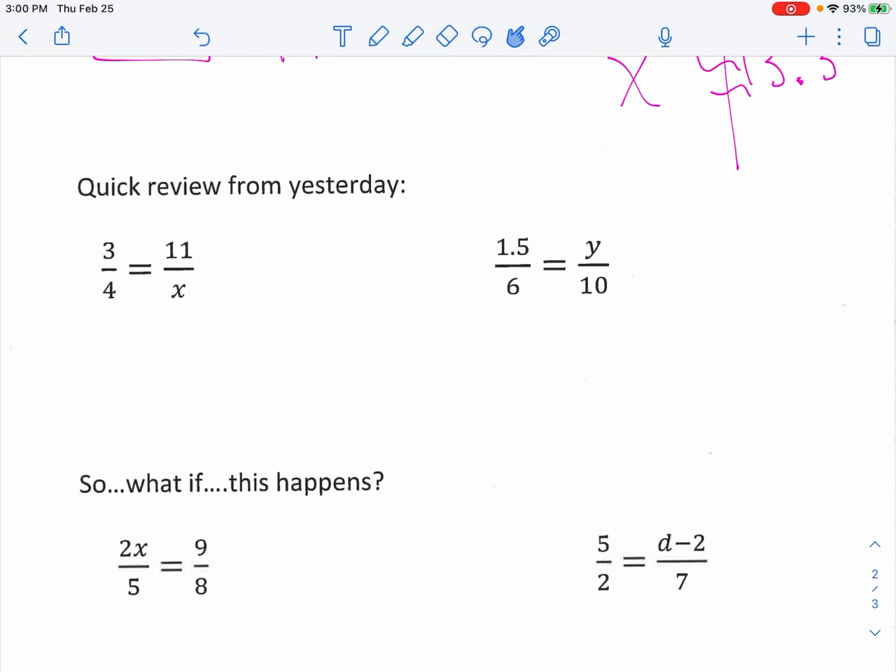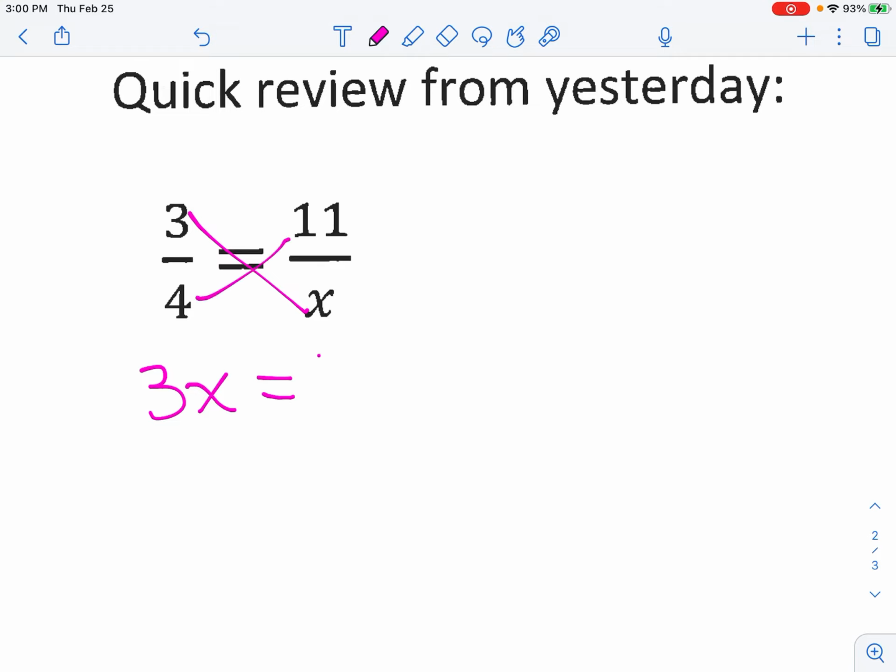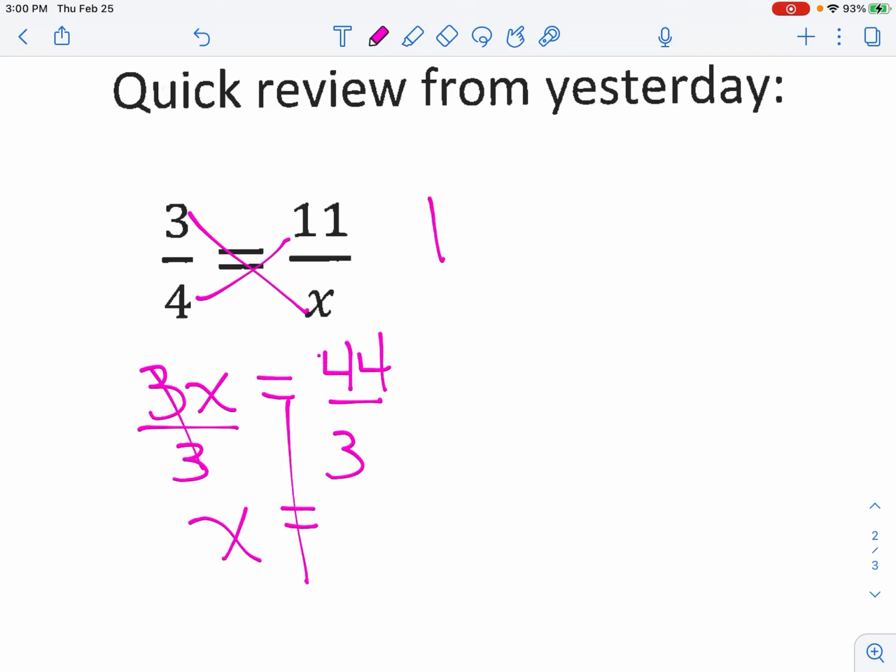Quick review from yesterday. How do we solve for x? Cross products. Multiply 3 times x. Multiply 4 times 11. Draw your mirror. Divide both sides by 3. Remember, if you're going to have a remainder, you have to show me your math. We are not using decimals. We're using fractions and mixed numbers only.